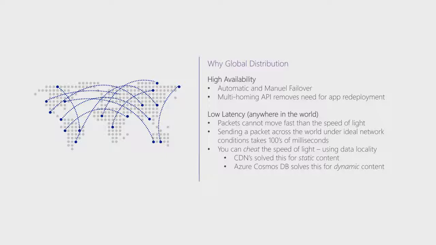On top of this, we actually put in a multi-homing API. What that means is that all of the different database regions are actually using the exact same URI. And using the multi-homing API, what that translates to is if you have to do a database failover, an automatic failover or a manual failover, you don't have to redeploy the application. Because it's the exact same URI, it's going to automatically start redirecting all the requests to the correct region. But here's the kicker. It's not just for high availability. It's actually for low latency access all around the world.